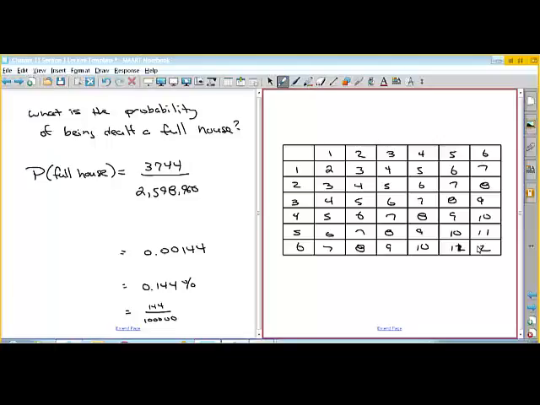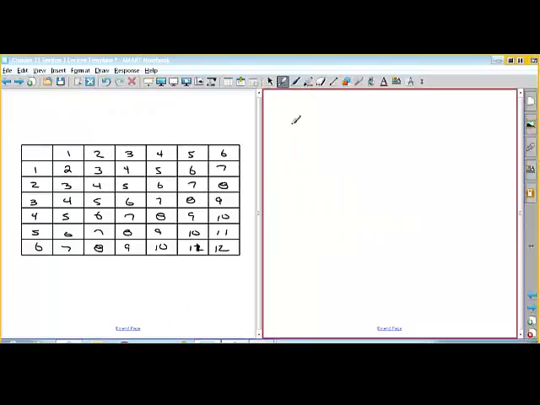Yeah, it's great. So now all we have to do to ask the probability of a certain occurrence is just do an accounting of how many favorable occurrences there are.